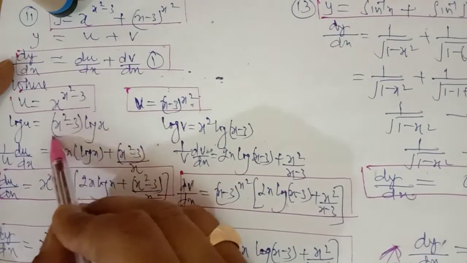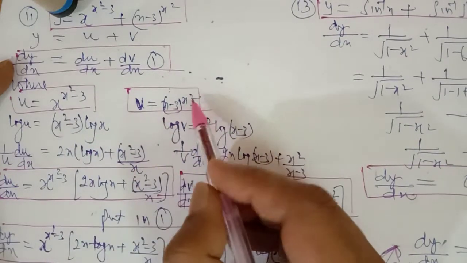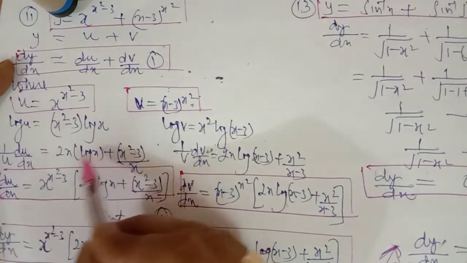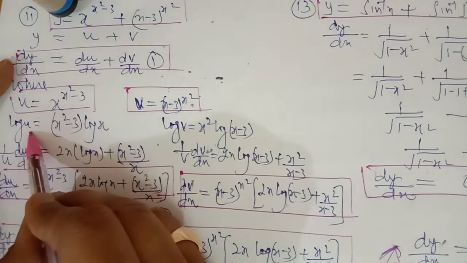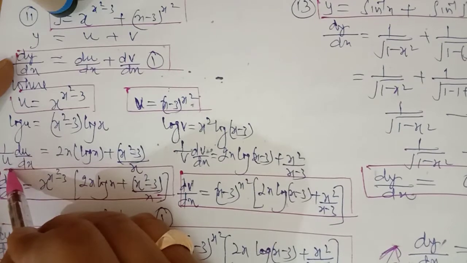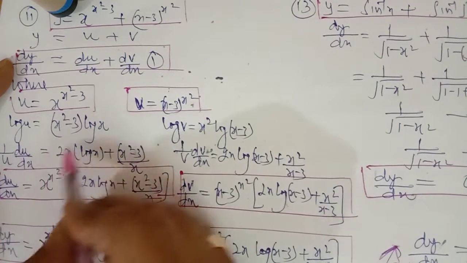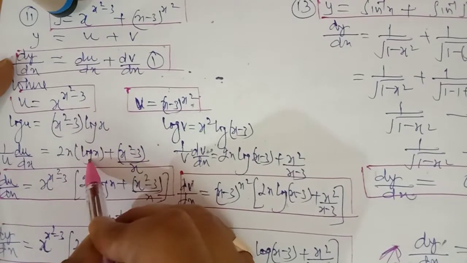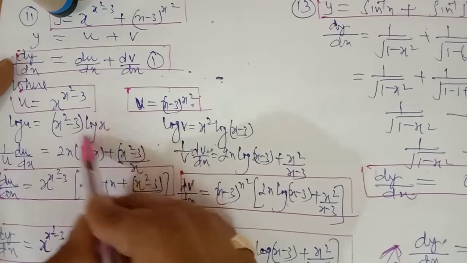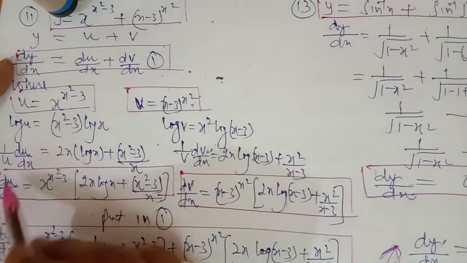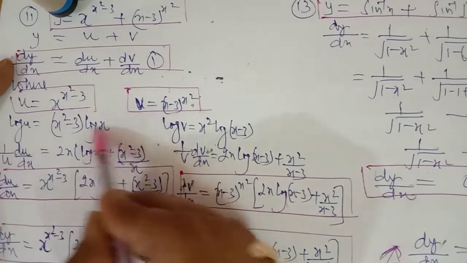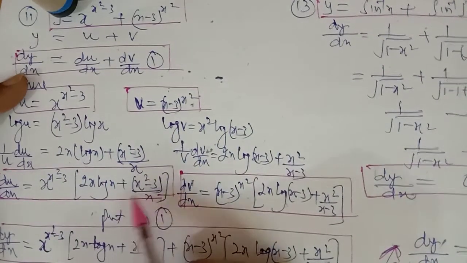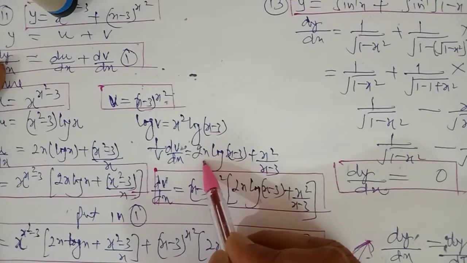So log u will be (x square minus 3) log x, and log v will be equal to x square log (x minus 3). Now you can find du upon dx by using the product rule here. So derivative of log u will be equal to 1 upon u du upon dx, and use the product rule here. So derivative of this bracket will be equal to 2x log x as it is, plus derivative of log x will be equal to 1 upon x. So du upon dx will be equal to u multiplied by this, and the value of u is this, and the simplified form of this expression is equal to this. Similarly, you can differentiate this by using the product rule.